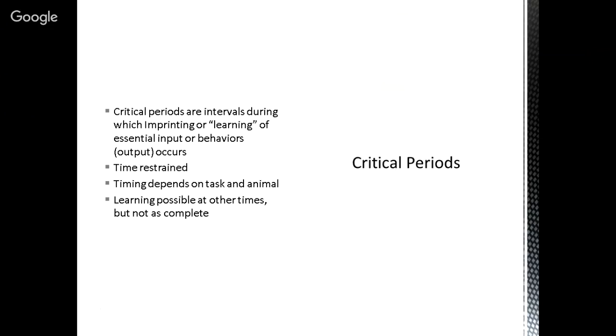Timing depends on the particular task, the animal, and also to some extent on the internal environment, which chemicals are available and which are not. You can manipulate that way also. Learning is possible at other times. It's not usually as complete, and we'll have some examples of that as well.